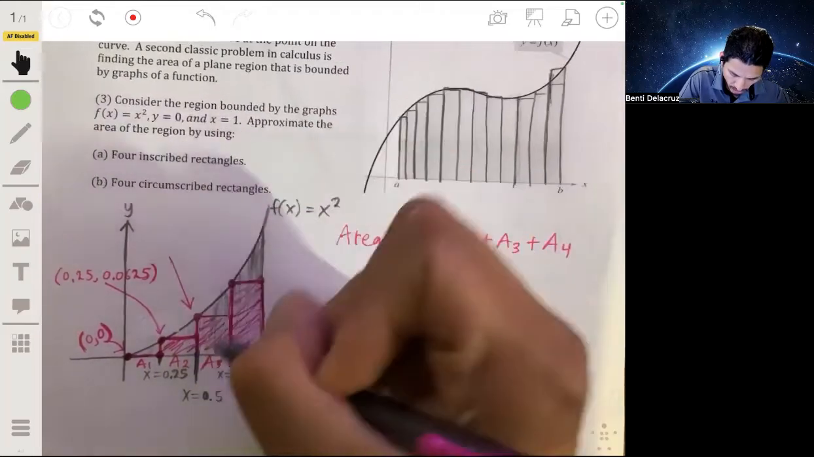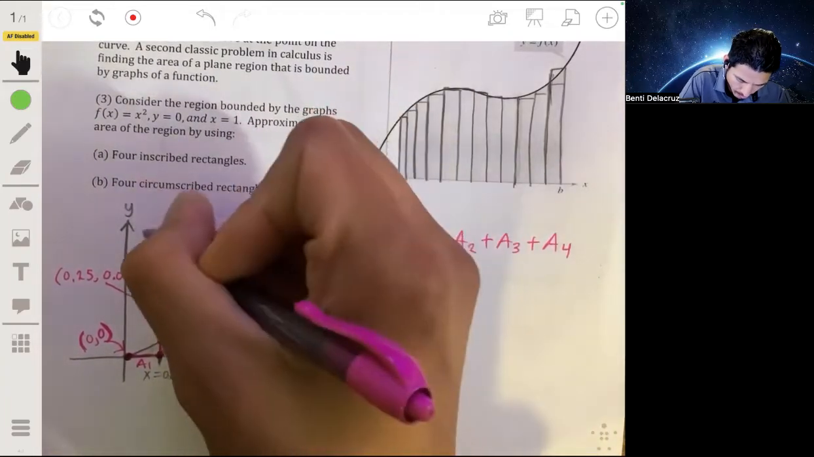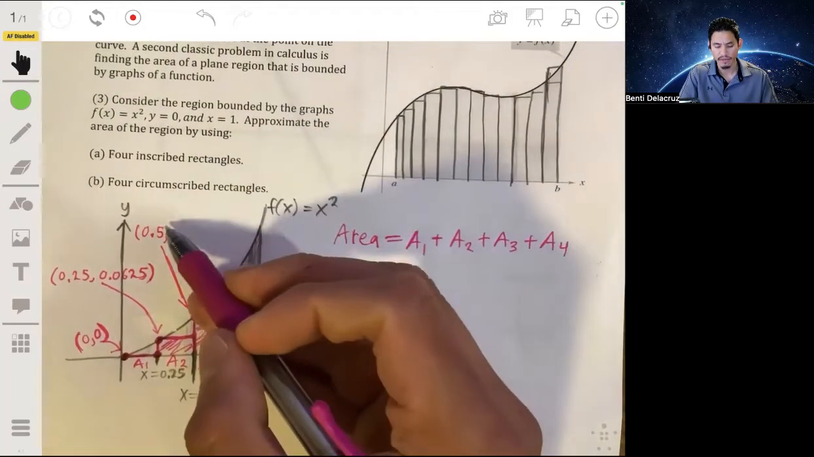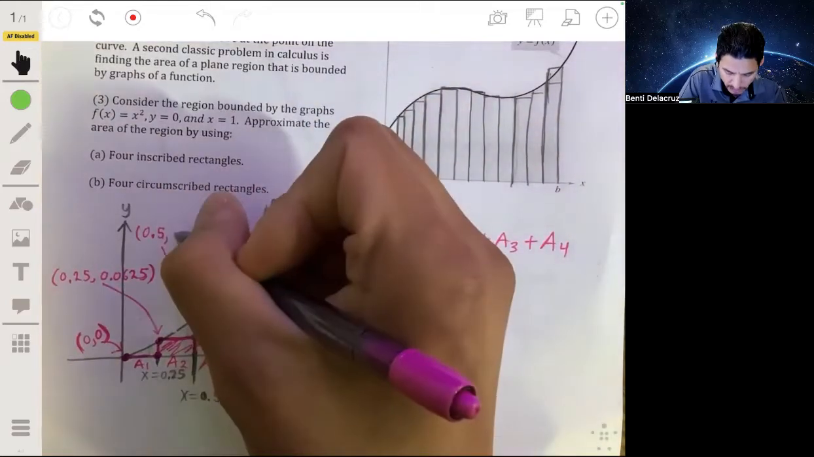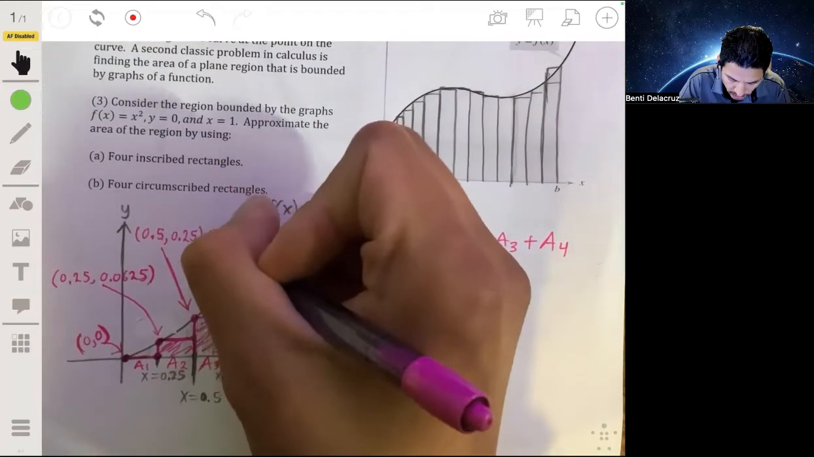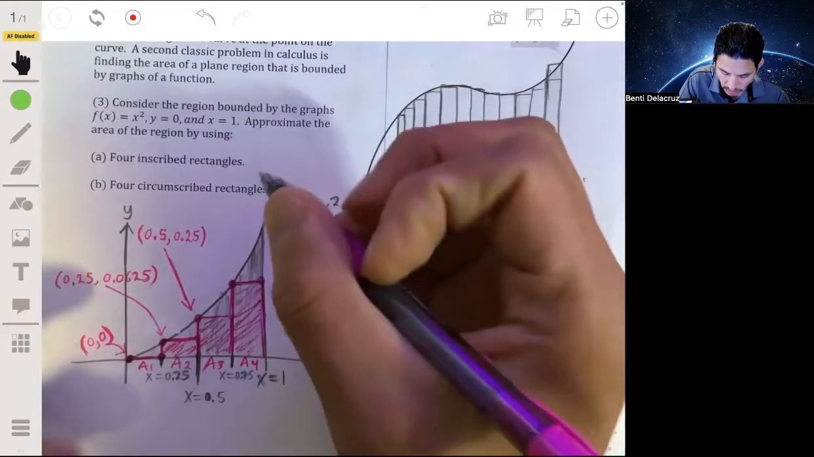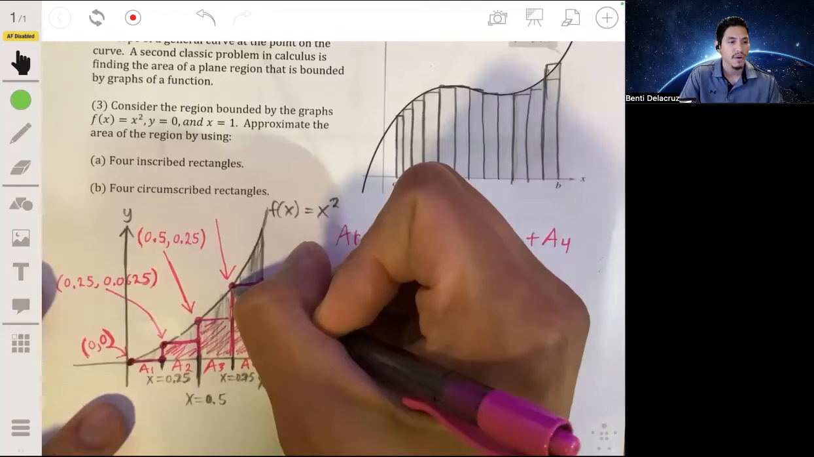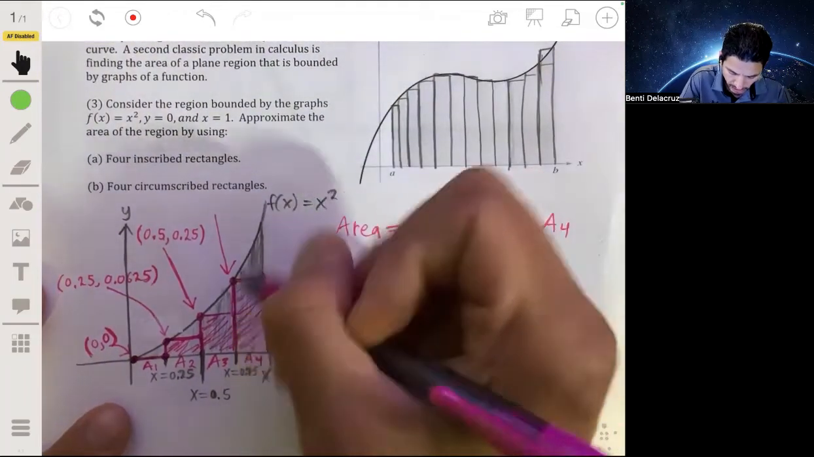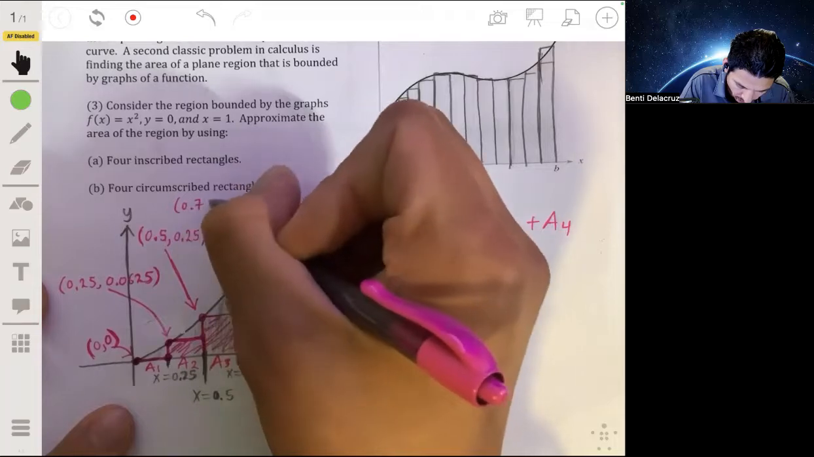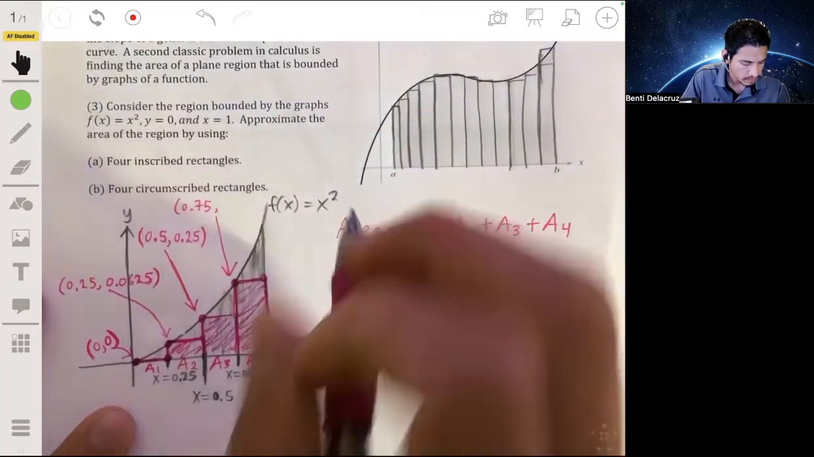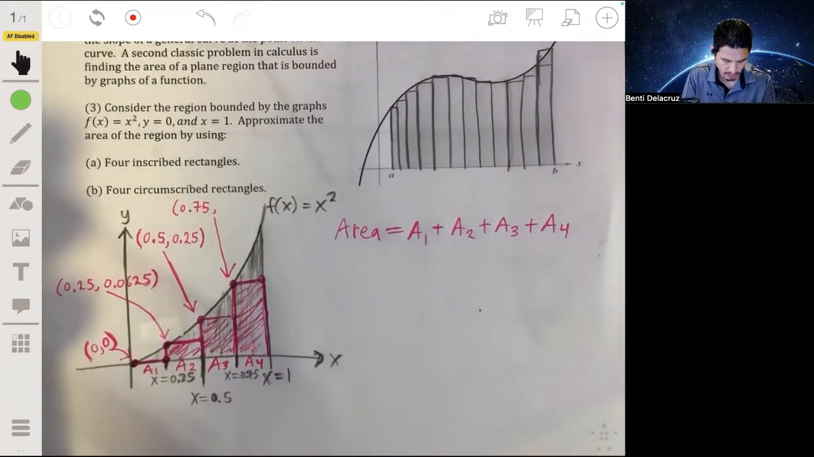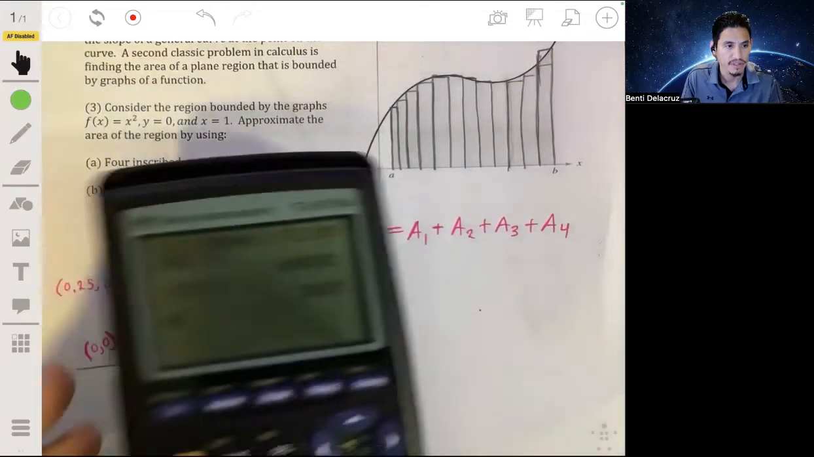Third point, the x coordinate is 0.5, and the y coordinate would be 0.5 squared, because again, it's on the parabola, so 0.5 times 0.5, which gives a y coordinate of 0.25. And then this last rectangle will have a top left coordinate at 0.75, and then 0.75 squared, which I believe is 0.5625. I'll double check to be sure. Yeah, 0.5625.